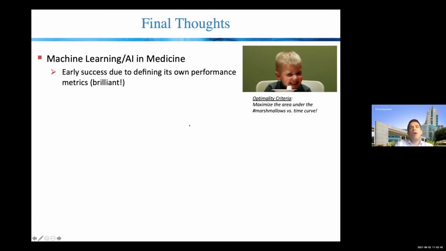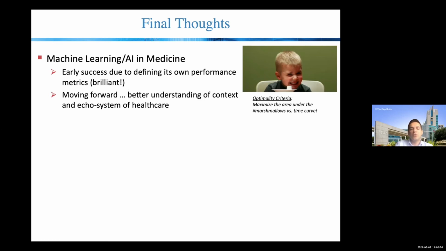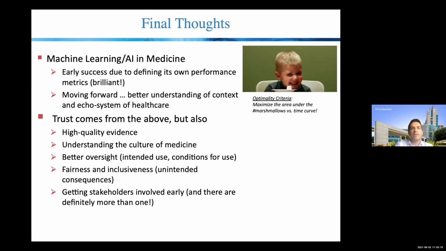But I think part of that success is because machine learning had the luxury of defining its own performance metrics. And I think this is brilliant. If you can define your own performance metrics, you're going to do very well. But I challenge machine learning folks to think through the whole ecosystem of machine learning. And it's a lot more complex. And really the performance metrics need to be, I think, a little bit broader and need to be well aligned for these systems to gain wider trust and adaptation.